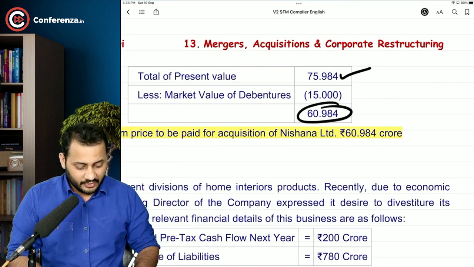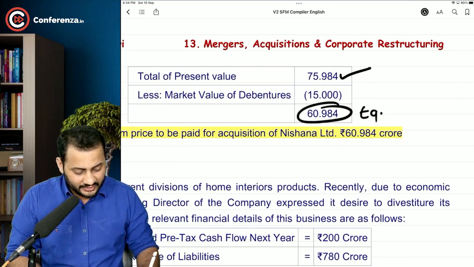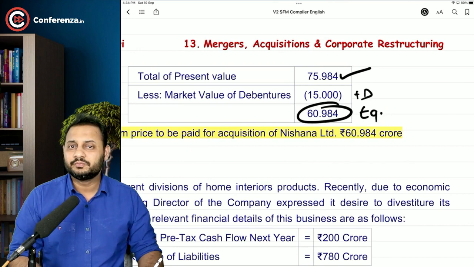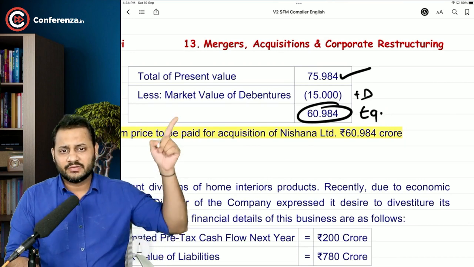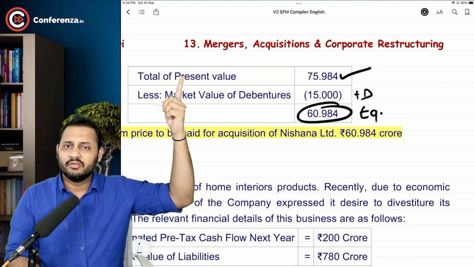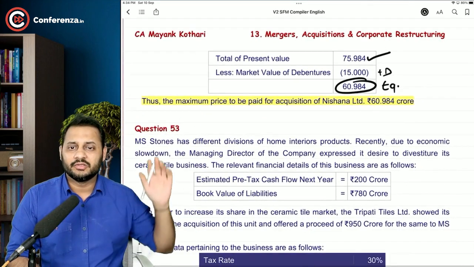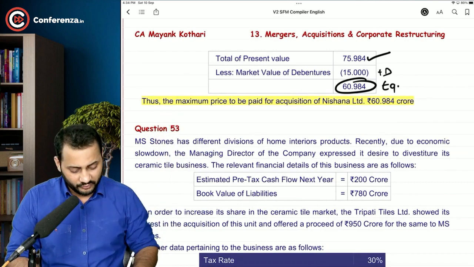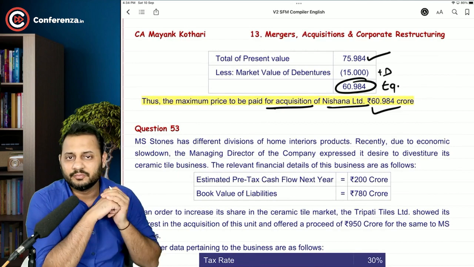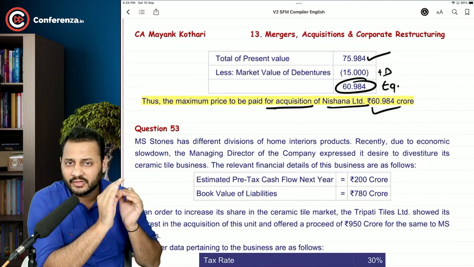But after paying 60.984, you will get the equity shareholding. Plus you will have to discharge the debentures also. For you it's 75.984 outflow and 75.984 inflow. That's how the question will be. The maximum price to be paid for the acquisition of Nishana Limited is 60.984. Simple, it's nothing but the present value of future cash flows.